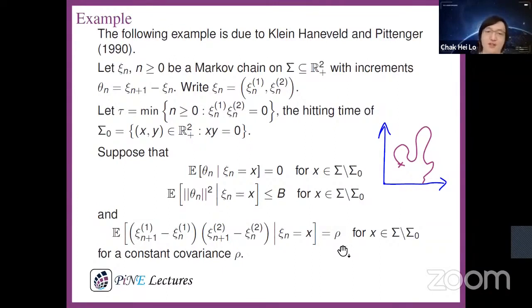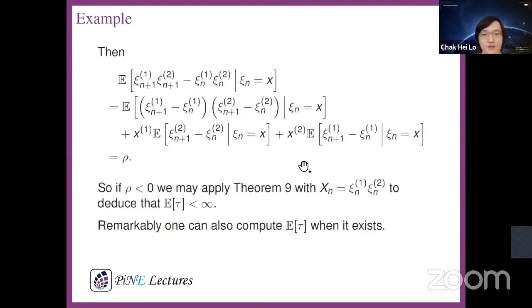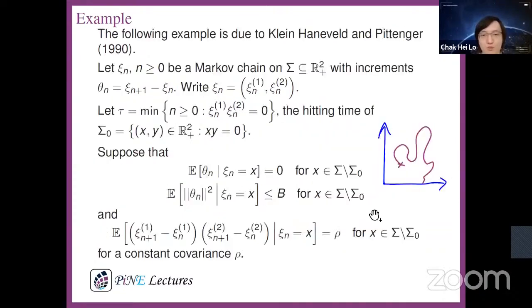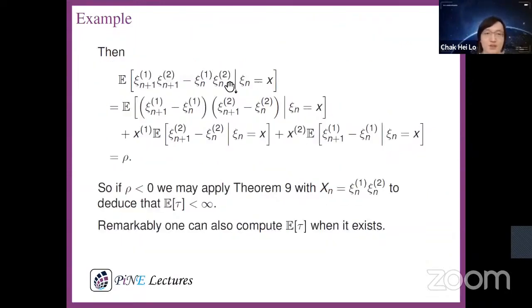The question is, when will this process be recurrent or transient? And when will the expectation of tau exist, whether it is finite or infinite? If it's finite, then what is the expectation? Let's do a quick calculation first.